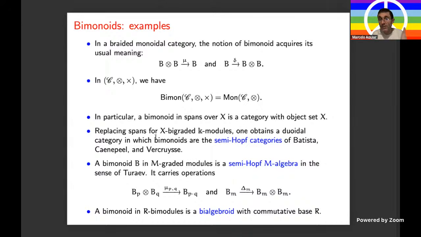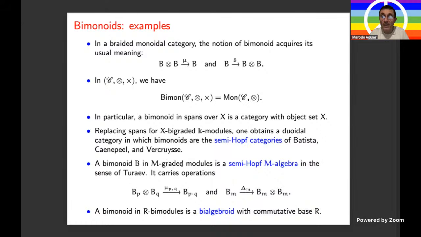Well, you can do the same thing with K modules. Suppose you have K modules bigraded over X. The same game can be played. You get a duoidal category, and you can look at bimonoids there, and they happen to be exactly what these authors defined directly and named in this manner as semi-Hopf categories. So why semi? Because if you go beyond bimonoids to Hopf monoids, then you can speak also of Hopf categories, but we won't be doing that in this talk.